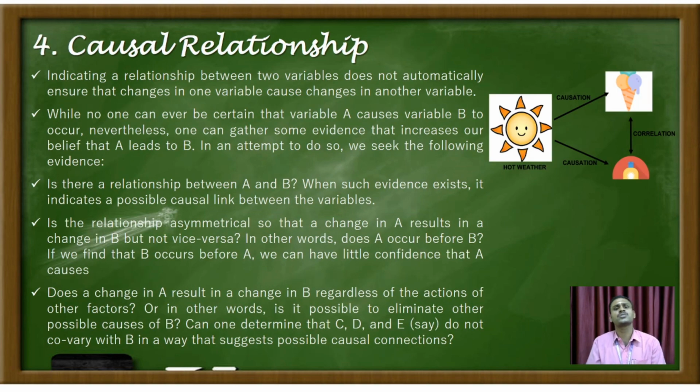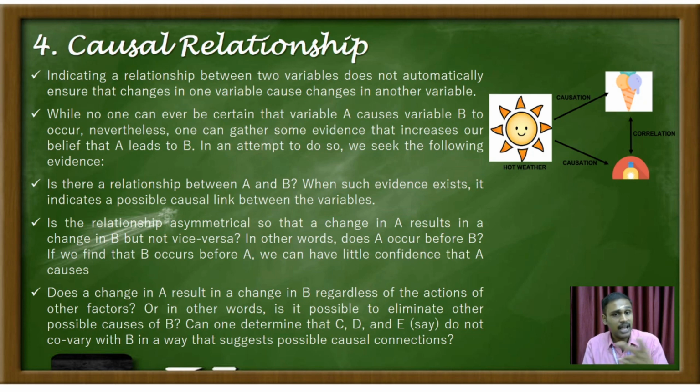It indicates that a relationship between two variables does not automatically ensure that a change in one variable causes a change in the other. While no one can ever be certain that variable A causes variable B to occur, nevertheless one gathers some evidence to increase the belief that A leads to B. So we seek the following evidence. Number one is the relationship between A and B. When such evidence exists, it indicates a possible causal link between those variables.